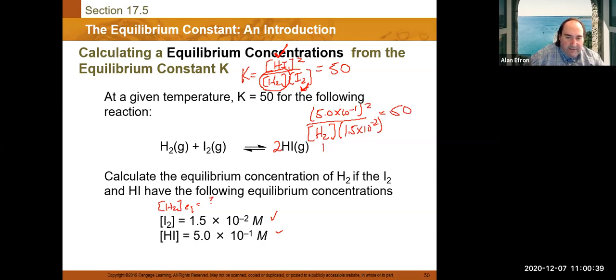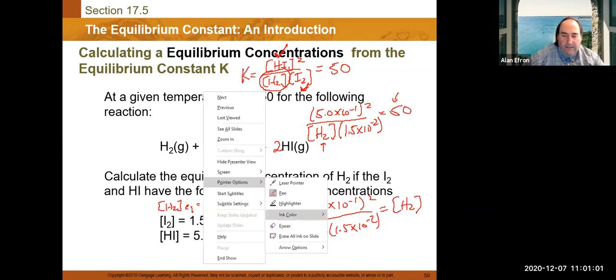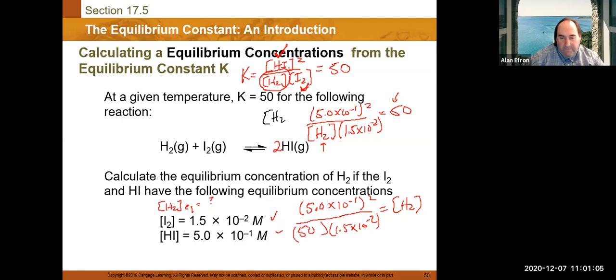If we do some rearranging, basically this guy and this guy switch places, and we end up with something like 5.0 times 10 to the minus 1 squared divided by 50, and 1.5 times 10 to the minus 2 would equal our H2. And to get us there, what we did was we multiplied both sides by H2. Those canceled, and then we divided by 50 to the other side. And that's how we ended up there. So that's mathematically how we got to there. And if we put in all those numbers, we end up with squared divided by 50 divided by 1.5. Looks like we'll call it 3.3 times 10 to the minus 1.